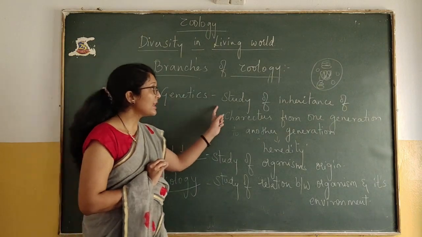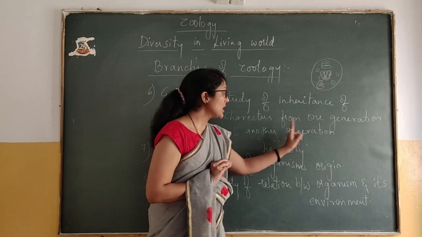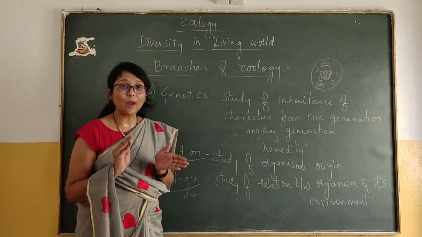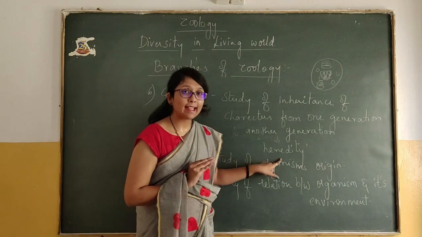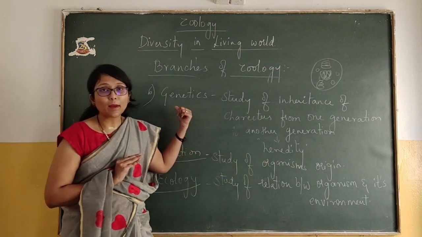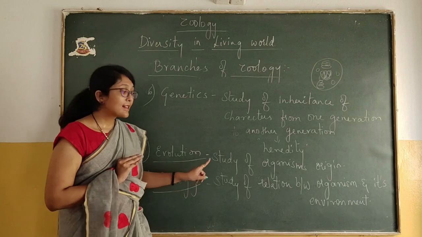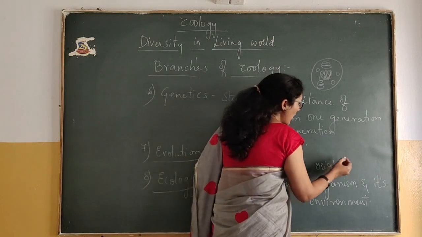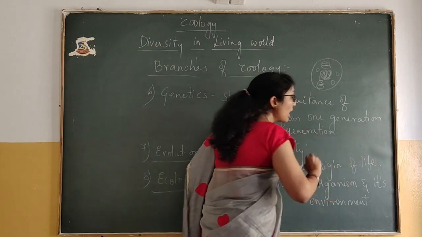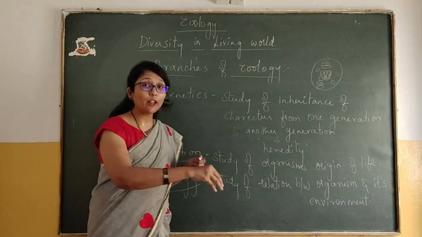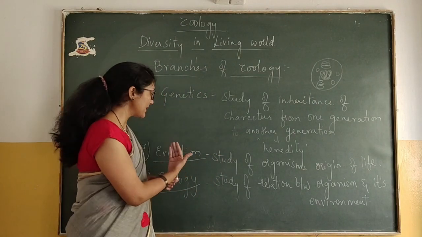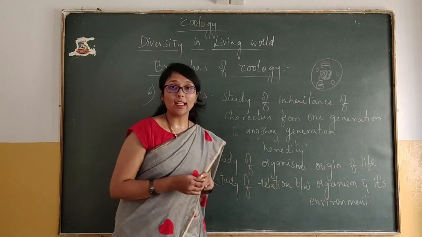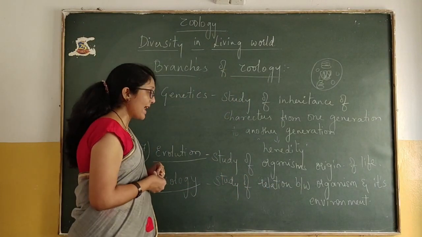Okay, students, quickly we go through three branches. Genetics: study of inheritance of characters from one generation to another generation. This transfer of characters can also be called heredity, so study of heredity is nothing but genetics. Then evolution: study of organisms' origin, or we can also write one more word, origin of life. How a particular organism's life has been originated can be studied under evolution. Then ecology: study of relation between the organism and its environment.